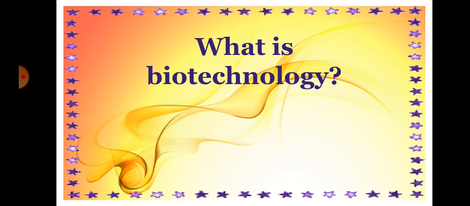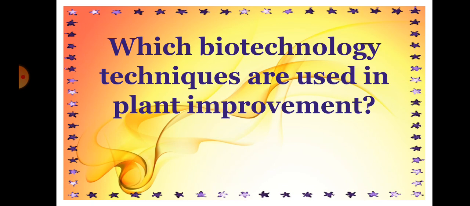What is biotechnology and which biotechnology techniques are used in plant improvement? Now to answer, biotechnology, if you have come across this term, is normally derived from two words, which is bio and technology. Bio means life and technology is the techniques. So life techniques. So living organisms make or modify products or processes so that people can have better quality of food. Now there are 5 techniques used in plant improvement.